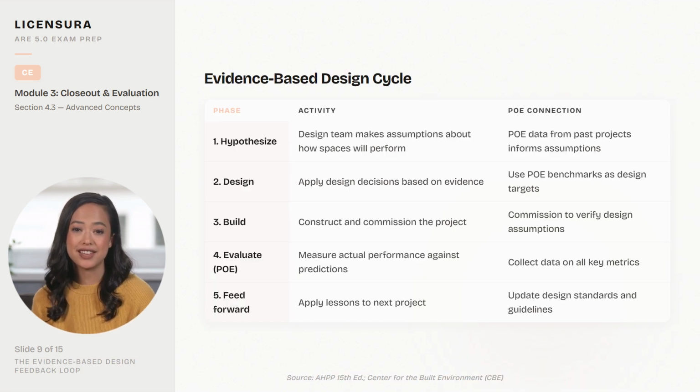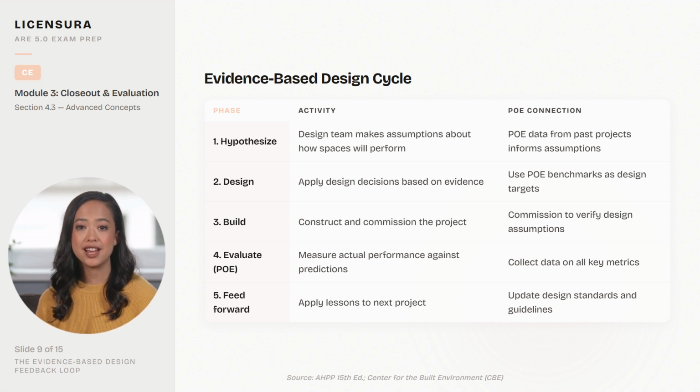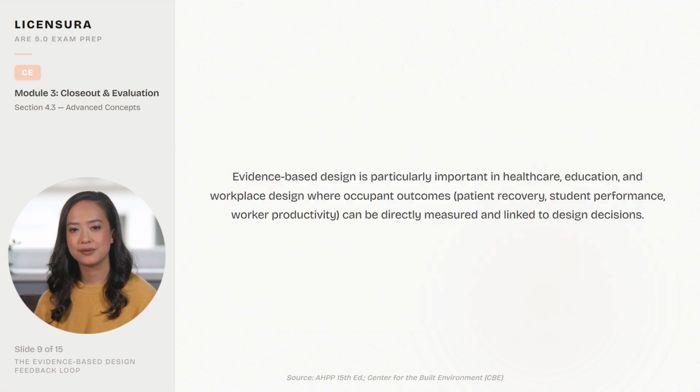This evidence-based design cycle table shows how post-occupancy evaluation feeds back into future design decisions. Performance data from occupied buildings informs design criteria for new projects. Occupant feedback identifies what works and what does not. Operational data reveals maintenance and energy cost realities versus design assumptions. And lessons learned documentation captures institutional knowledge. This feedback loop is how the profession improves over time.